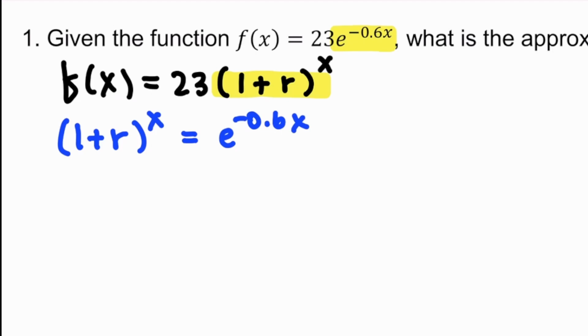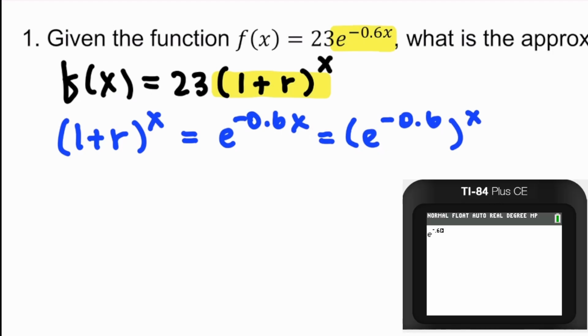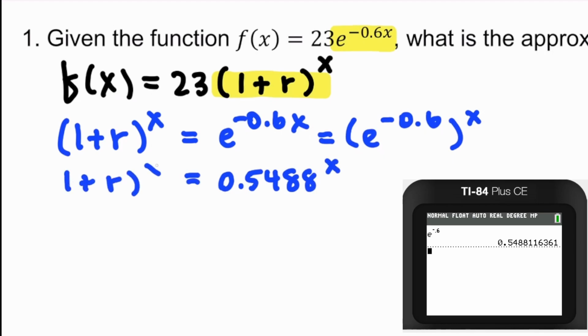But then you need to recognize that thing you studied repeatedly in Algebra 2, that multiplication of powers is when we take a power of a power. So we could look at that as e to the negative 0.6 to the x power. We're going to need a calculator for this. Ask it to tell us what's the value of e to the negative 0.6. And I can say, okay, that's 0.5488. So 0.5488 to the x equals 1 plus r to the x. And I think that pretty clearly means that 1 plus r equals that 0.5488 number.